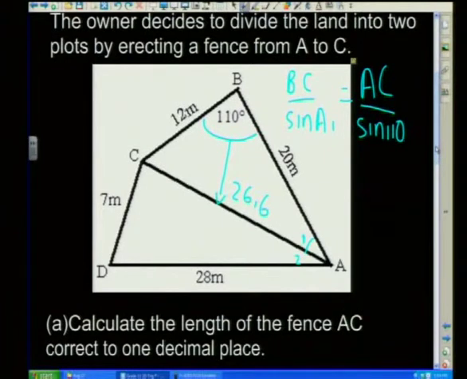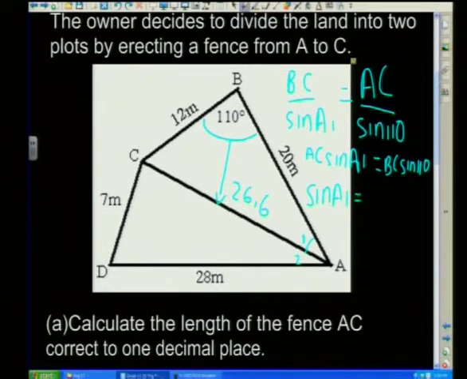Okay, so remember we're looking for angle A1. We're going to cross multiply, so we'll get AC times sine of A1 is equal to BC times sine of 110. So if I'm looking for sine of A1, I'm going to get sine of A1 is equal to 12 times sine 110 all over 26,6.